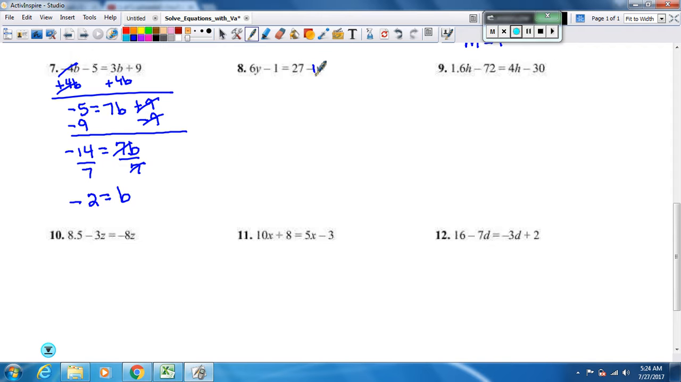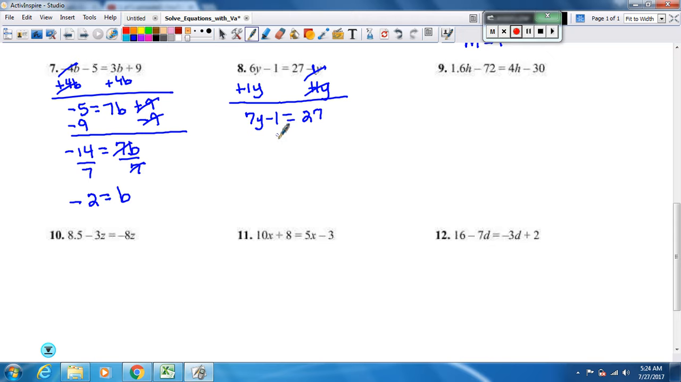The next one, this is a negative 1y here. I'm going to move it. The opposite of negative 1y is positive 1y, so I'm going to add 1y to both sides. 6y plus 1y is 7y. Bring down your negative 1. Bring down your equal. Bring down your 27.